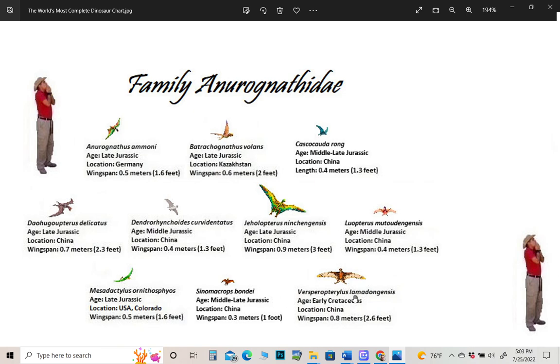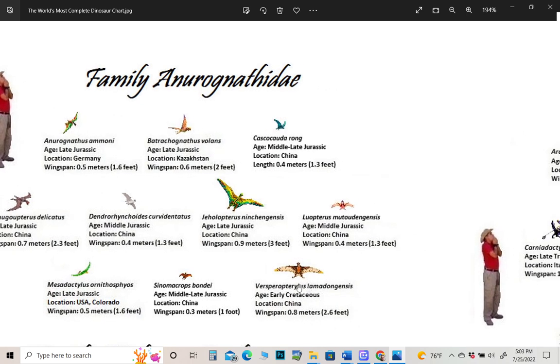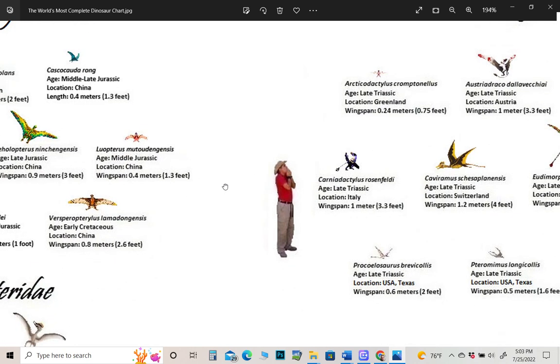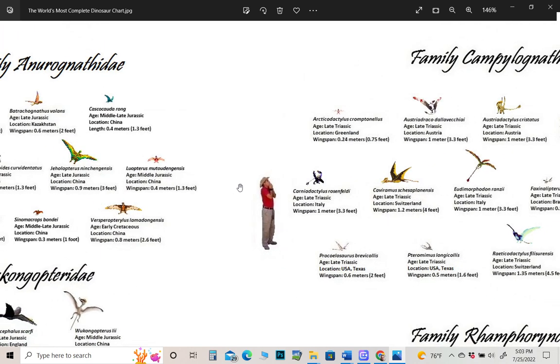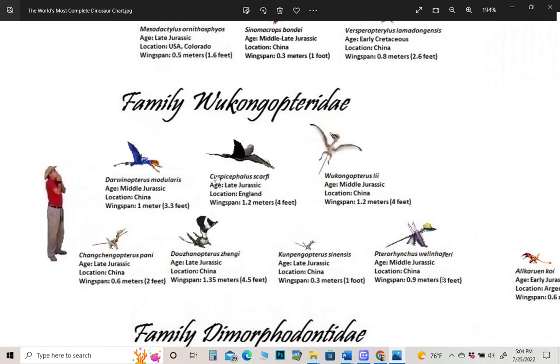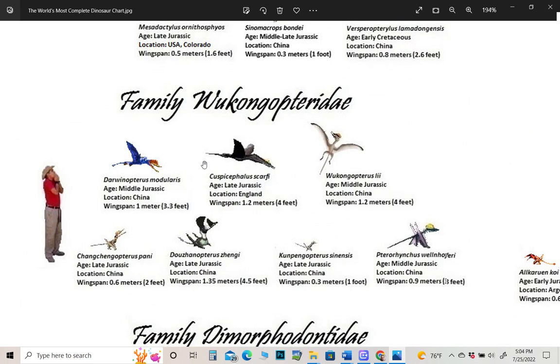Cynomacrops, and Vertebratus, which is the only one from the Cretaceous, and possibly the only, depending on how you classify them, Rhamphorhynchid from the Cretaceous. I think those might be outside of Rhamphorhynchoidea, but if they weren't Rhamphorhynchoids or Pterodactyloids, I put them in Rhamphorhynchoidea, so they're Rhamphorhynchoids on this chart. The Wukongopterids were transitional between Rhamphorhynchoids and Pterodactyloids.